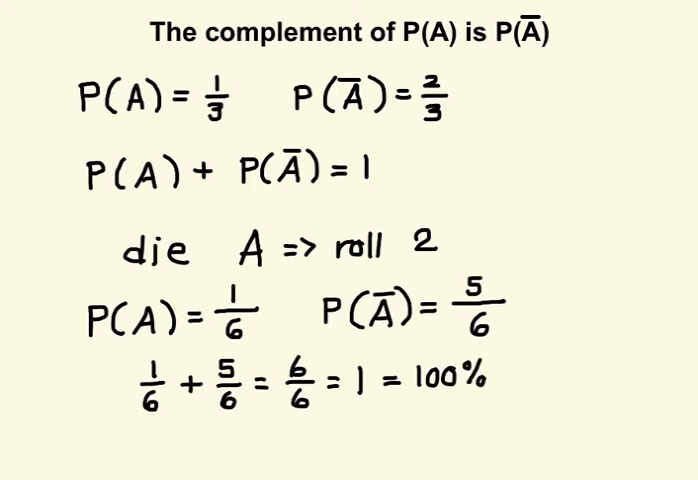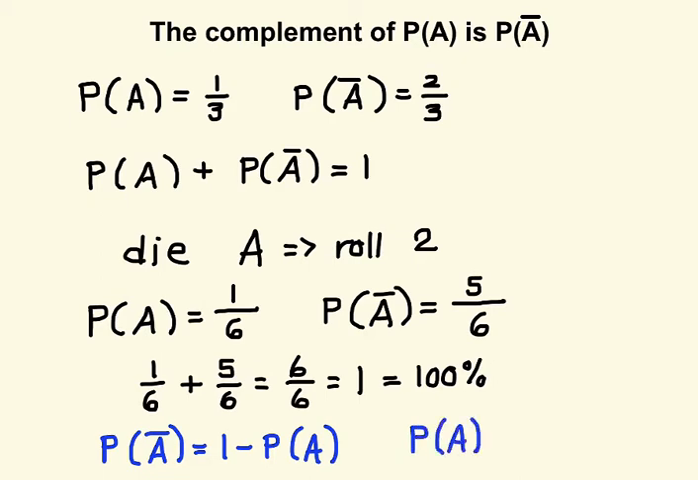And looking a little further, the probability of the complement of A is equal to 1 minus the probability of A. Or rather, we could say that the probability of A is equal to 1 minus the probability of the complement of A. In this next slide, we're going to take a look at the fact that the probability of A is equal to 1 minus the complement of the probability of A.